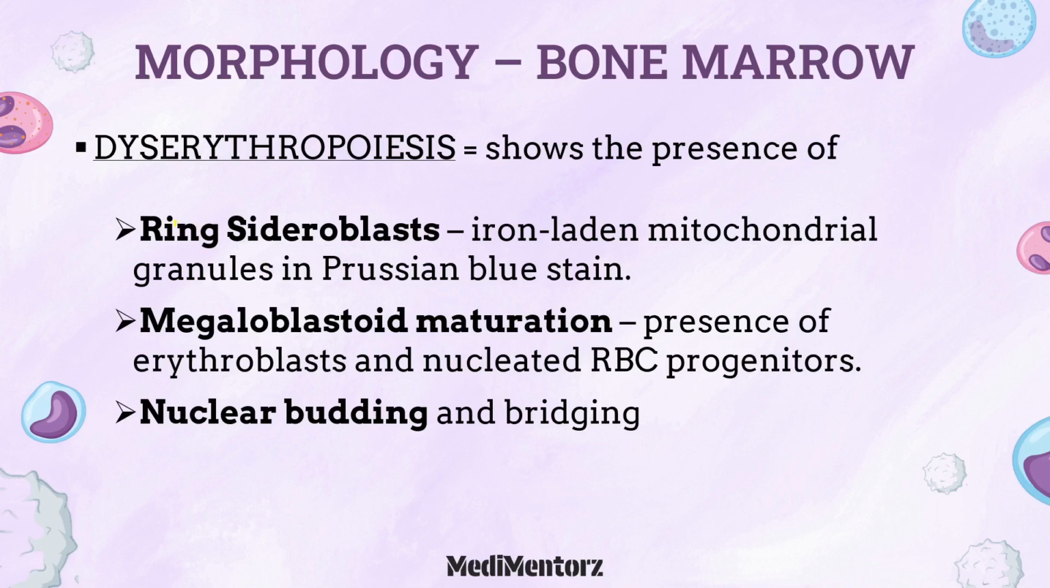So the ring sideroblast. The word sidero means iron and the blast means the immature blasts. So the ring sideroblasts are nothing but iron-laden mitochondrial granules which are present in the immature erythroblast cells. And this iron is specifically stained by a stain called Prussian blue stain. And the next is the megaloblastoid maturation, which shows presence of immature erythroblasts and many nucleated RBC progenitor cells. And the characteristic finding in this dyserythropoiesis is the nuclear budding and bridging.